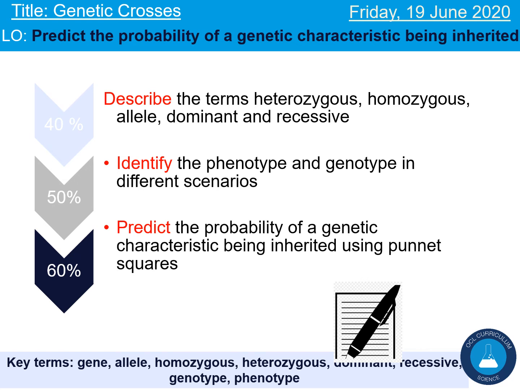In today's tricky topic video, we are learning about the topic of genetic crosses, and we're going to look at inheritance of characteristics. By the end of today's video, you'll be able to describe the terms heterozygous, homozygous, allele, dominant, and recessive. You'll be able to identify the phenotype and genotype in different scenarios, and you'll be able to predict the probability of a genetic characteristic being inherited by using Punnett squares.